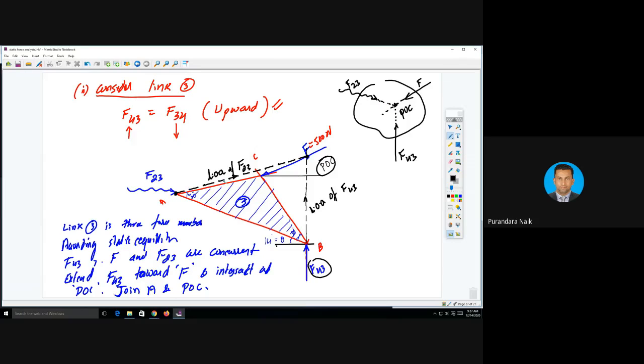So F23 also has to meet at the same point. That's why I have drawn this F23 line. Join the point, which point? This is actually point A. Join point A to POC. That's all. That is the line of action of F23. LOA is nothing but line of action.